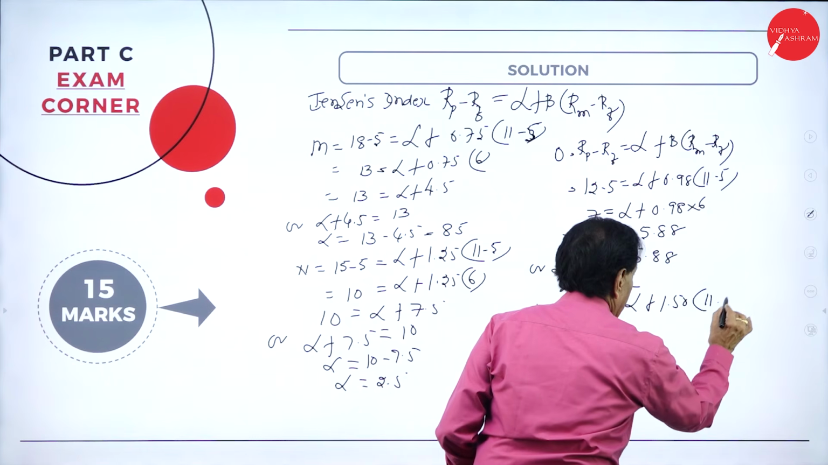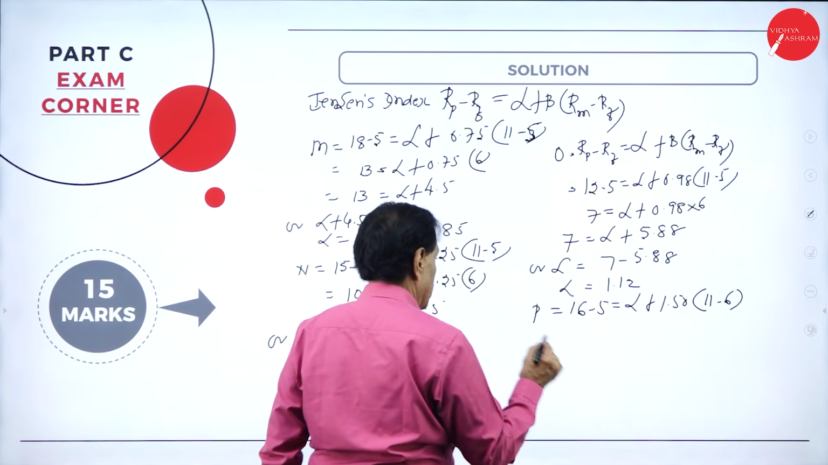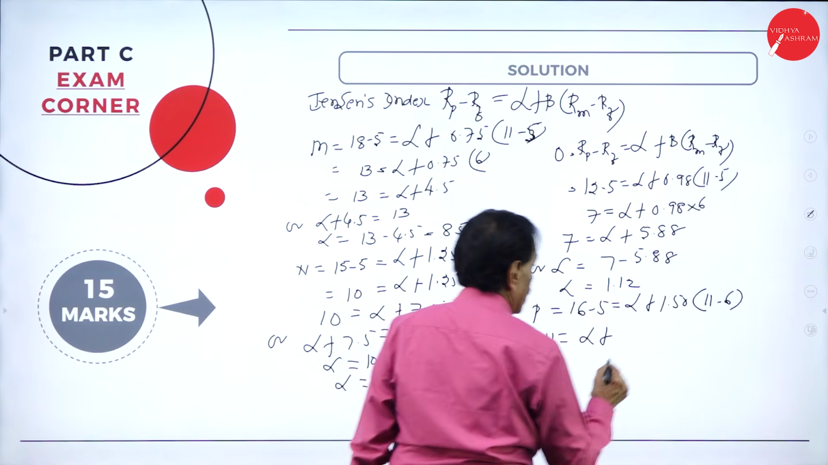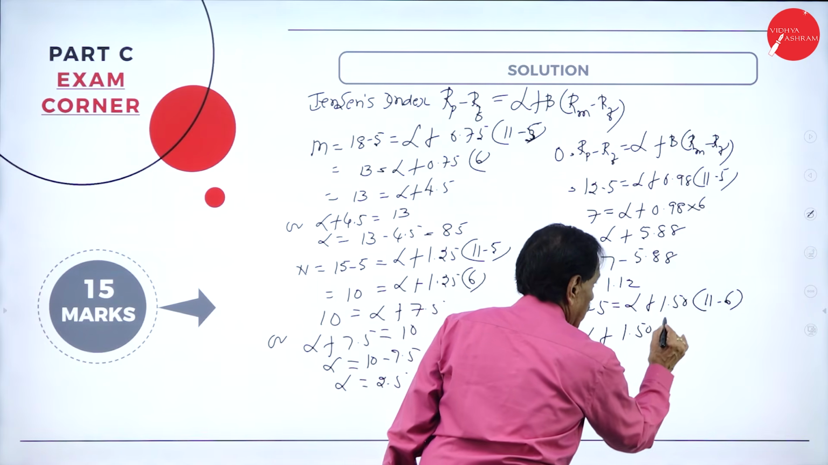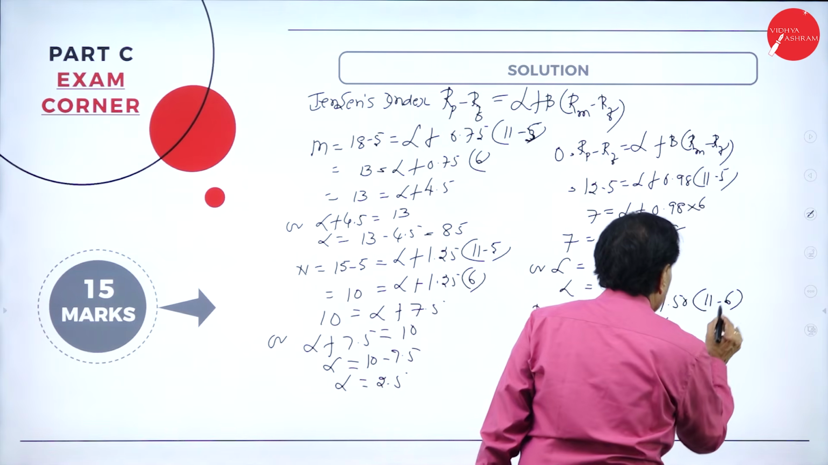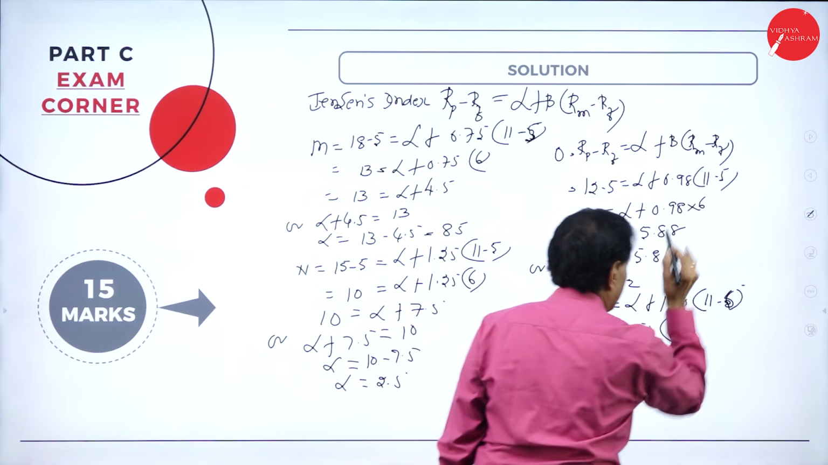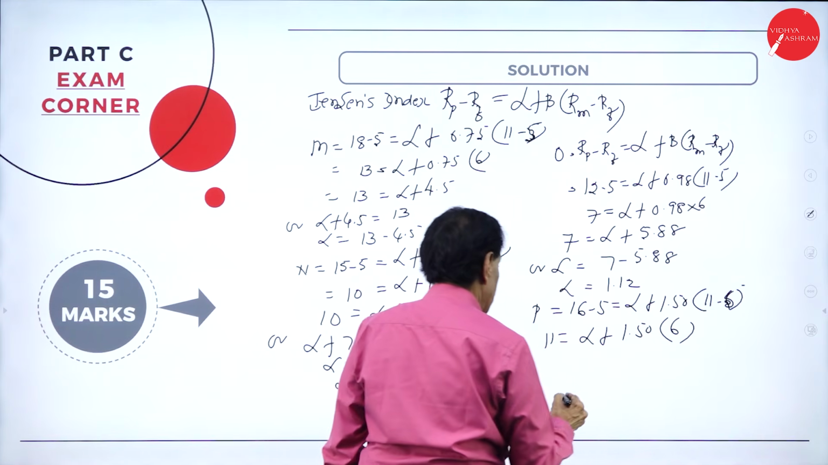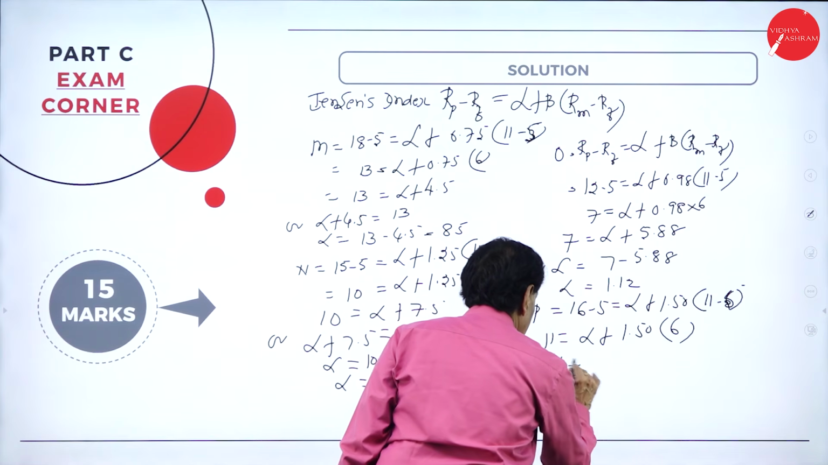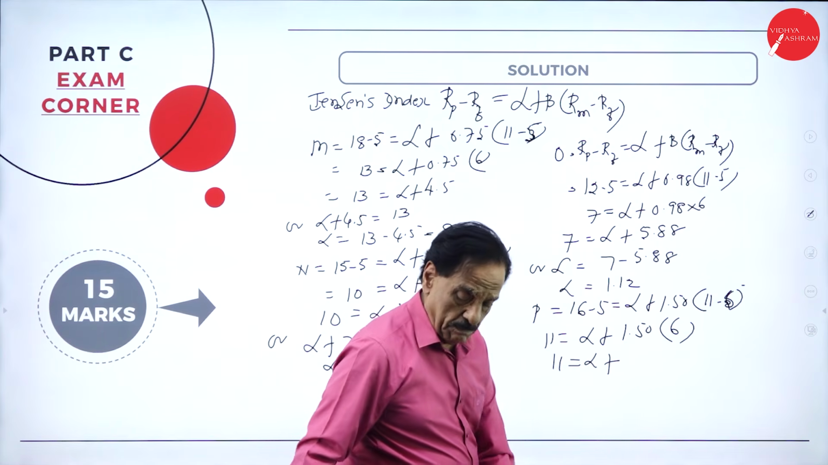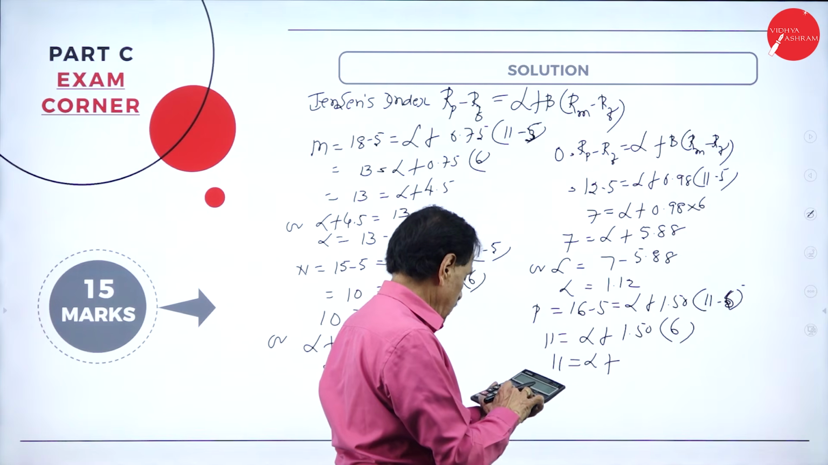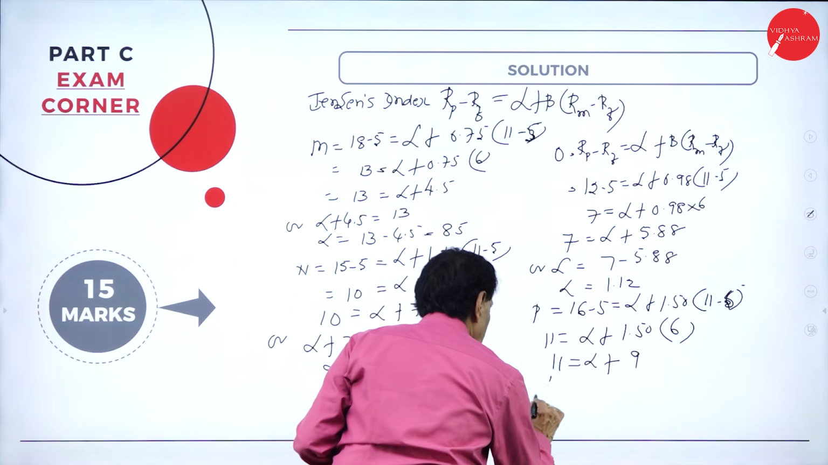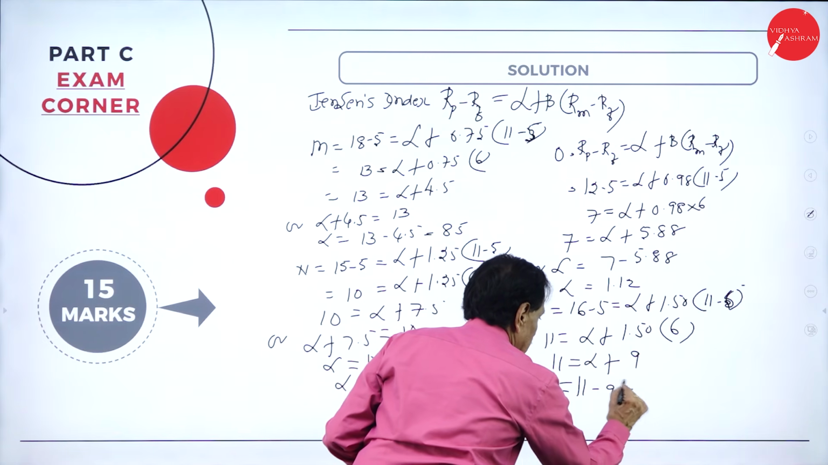1.50 into 11 minus 6. This is 16 minus 11 is equal to alpha. 1.50 into this is 11 minus 5, 6. So this is 11 alpha. 1.50 into 6, 9. That is, alpha is equal to 11 minus 9, which is 2.